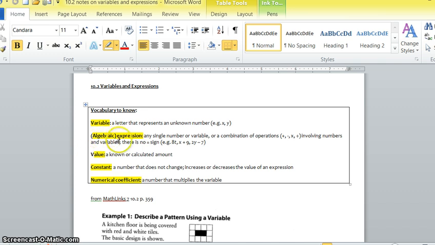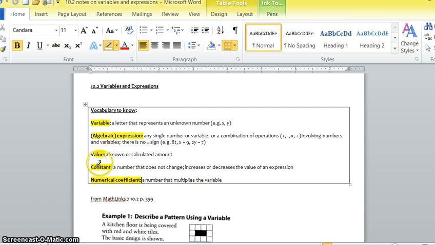The next, in brackets, algebraic expression, or sometimes it's just expression. An expression is any single number or variable or a combination of operations, so addition, subtraction, multiplication, or division, involving numbers and variables. The key thing in an algebraic expression is that there is no equal sign. So the examples I gave you, you have 8 times t, or 8t, x plus 9, and 2y minus 7. Notice in all three of these examples, there is no equal sign. Equal signs are only reserved for equations.